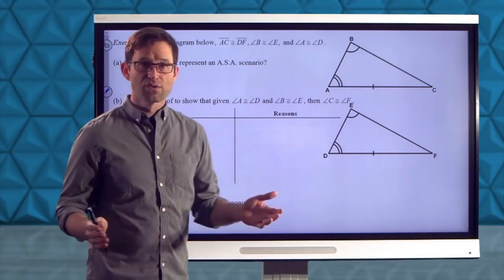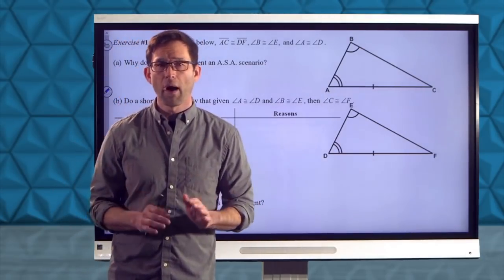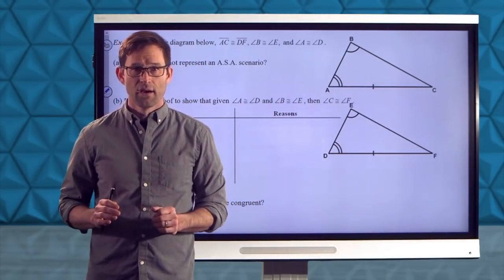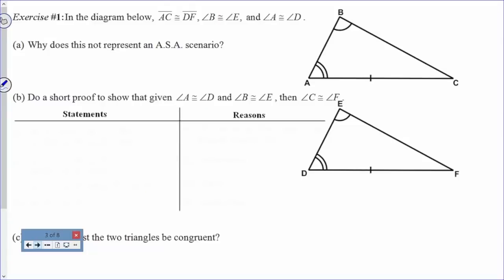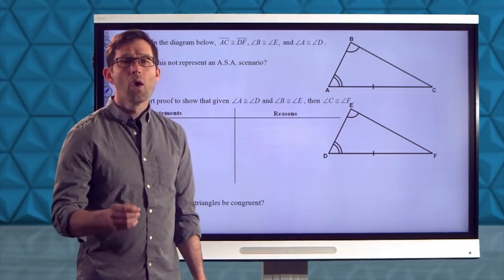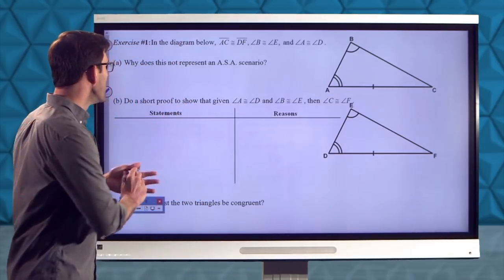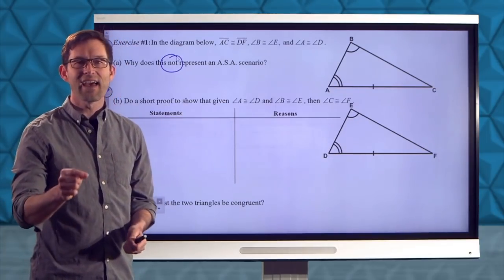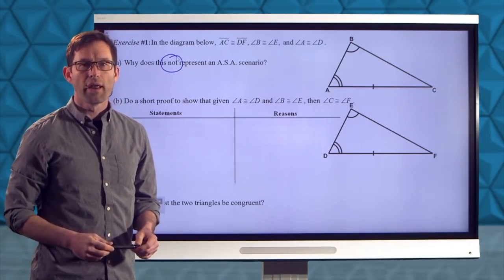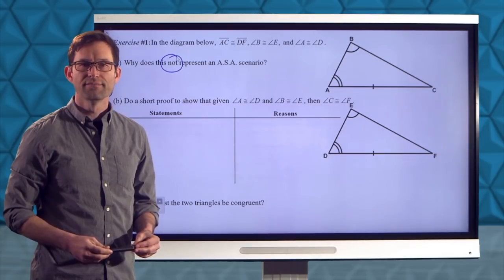All right. Exercise number 1. This exercise, again, is all about proving AAS. All right, so let's take a look. Exercise number 1. In the diagram below, AC is congruent to DF, angle B is congruent to angle E, and angle A is congruent to angle D. Letter A, and this is very, very important, very critical: why does this not represent an ASA scenario? Pause the video right now and write something down if you can.